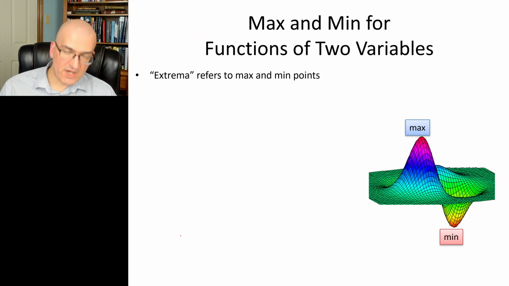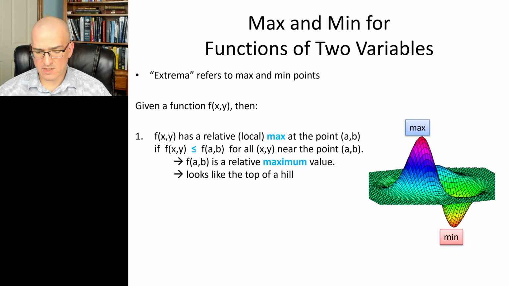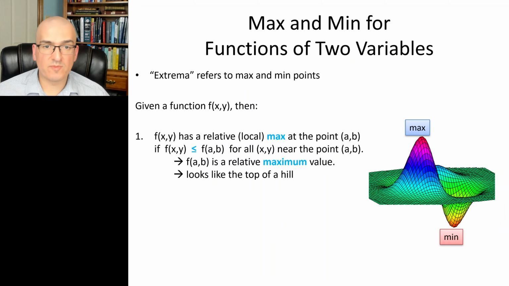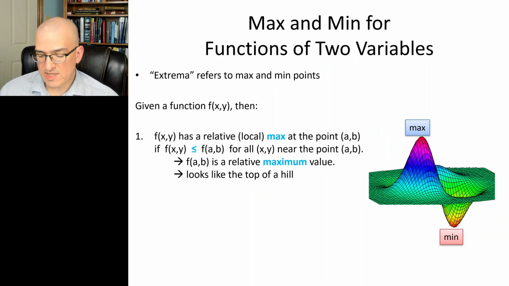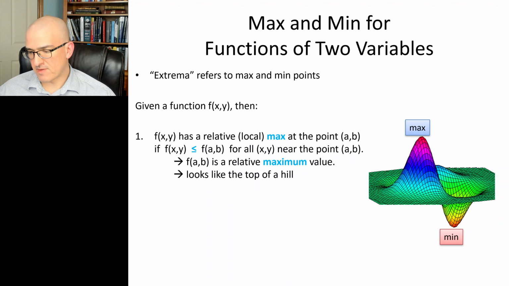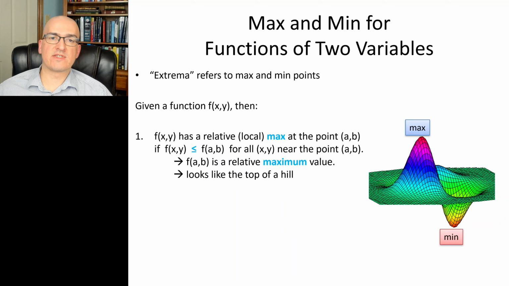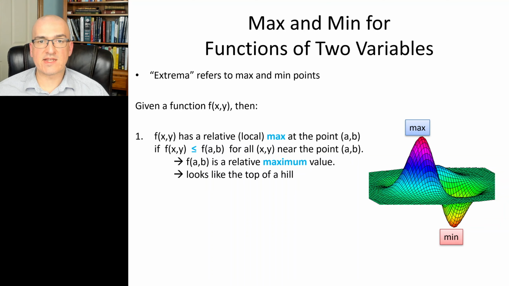So we have this picture of what a max looks like and what a min looks like in 2D, and the picture translates very well to 3D. Without the picture, we can still define a max and we can still define a min in the following way. A maximum exists at the coordinate a comma b if the output of the function at a comma b is locally big. You can't get a higher z value or a higher height nearby.